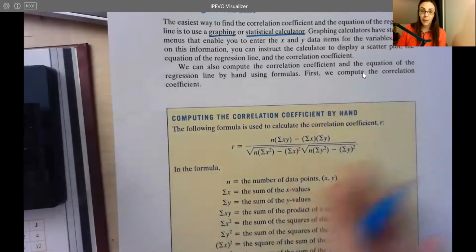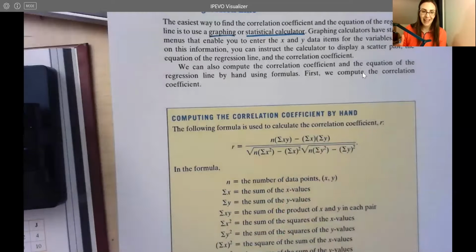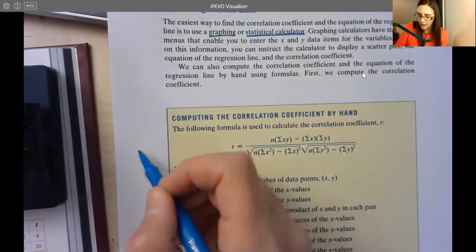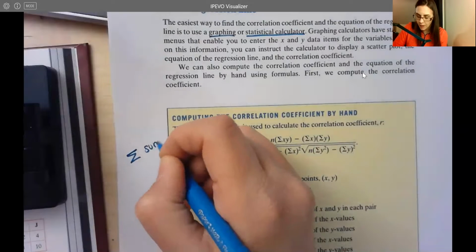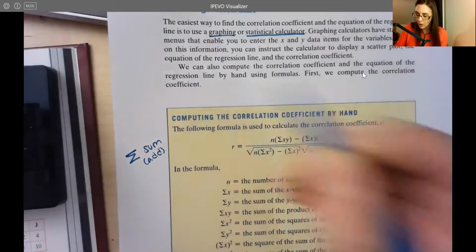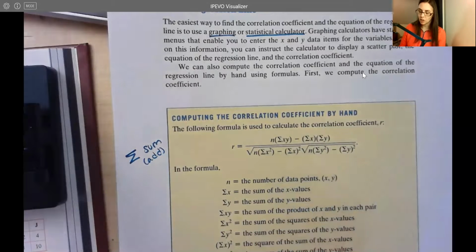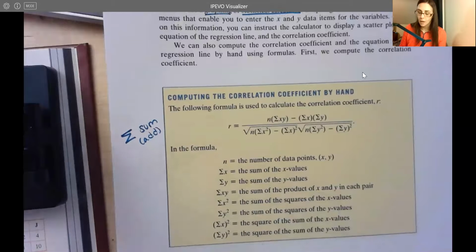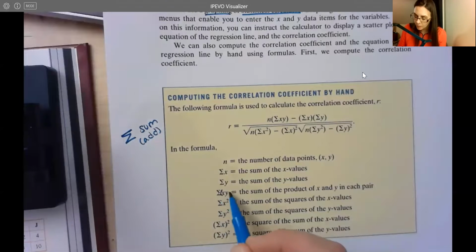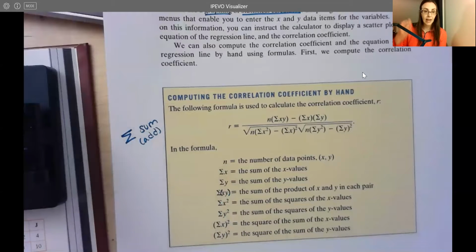So this is the formula that you have to use to find R when you do it by hand. You can see it's quite tedious. So don't forget as well that this symbol right here, that sigma, does mean to sum or to add. So although there's a lot of it there, a lot of this is addition. So n here is the number of your data points. Sigma x means the sum of all x values. Sigma y means the sum of all y values. Sigma xy means that you would multiply the x and the y first and then add that all up.